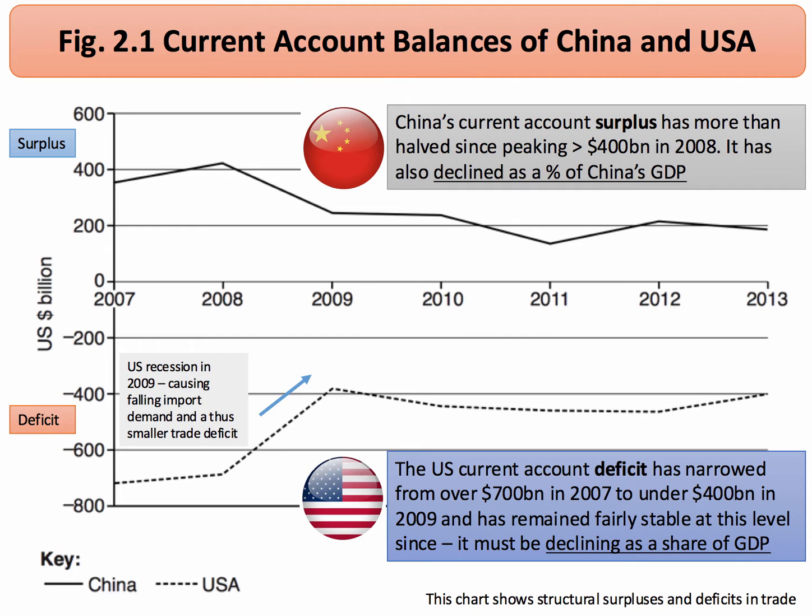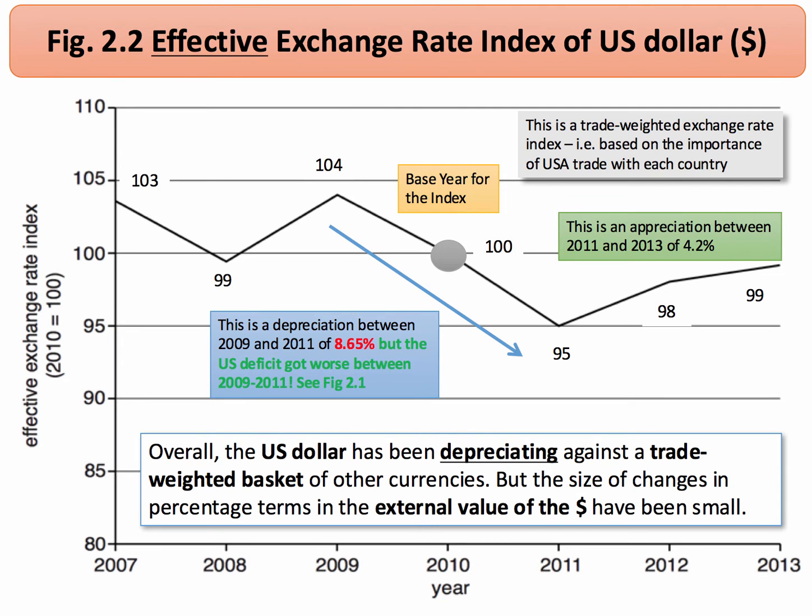The US has a current account deficit, and you would expect maybe over time that deficit would fall, particularly if the US dollar depreciated. Now, figure 2.2 in the extract looks at the effective exchange rate index for the US dollar. This is an index of the dollar weighted against the trade that the United States does with different countries. It's based on the importance of the trade in goods and services with particular countries or regions.